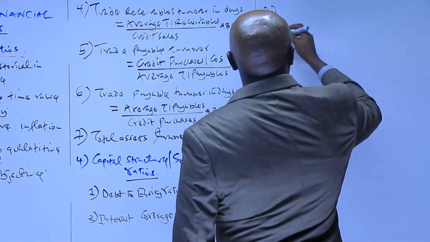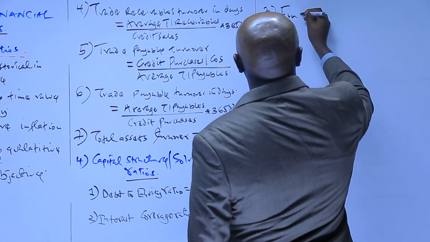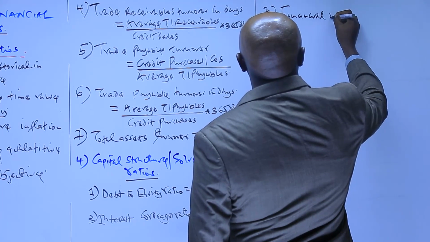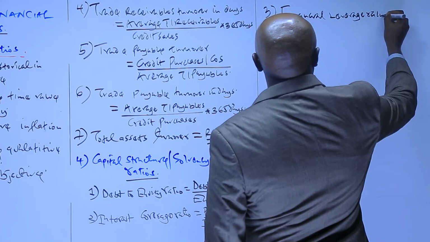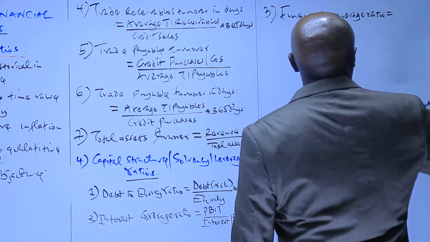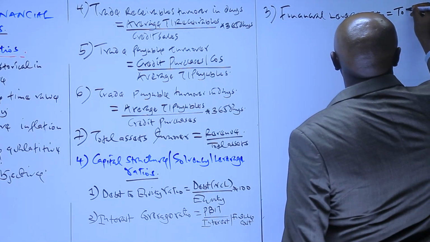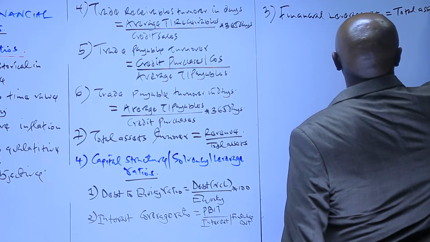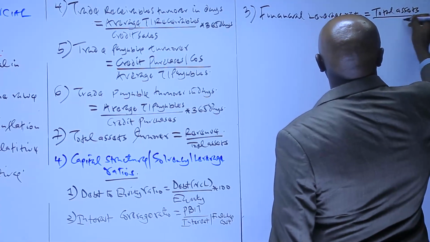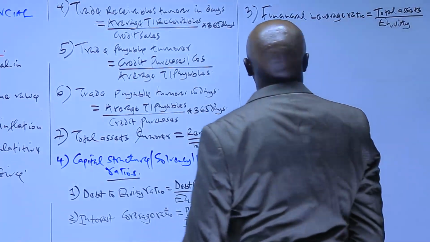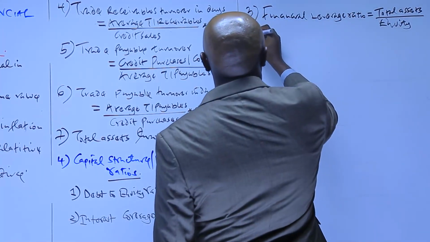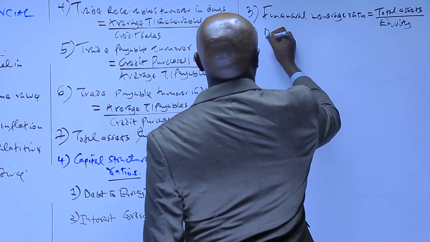Number 3, we have the financial leverage ratio. This one is computed by taking the total assets and then we divide that by equity. Equity, we always have to recall, is the share capital plus reserves. And then number 4, we have the debt ratio.